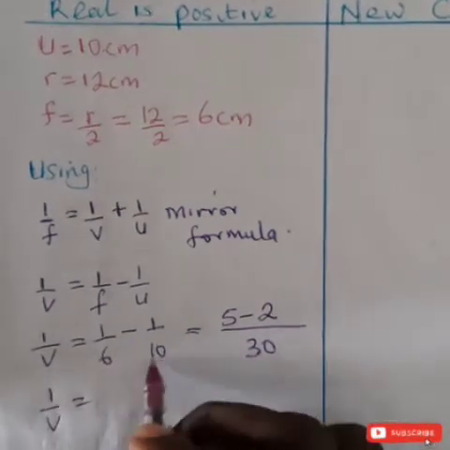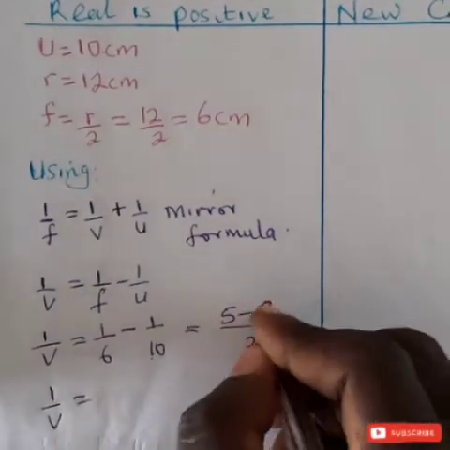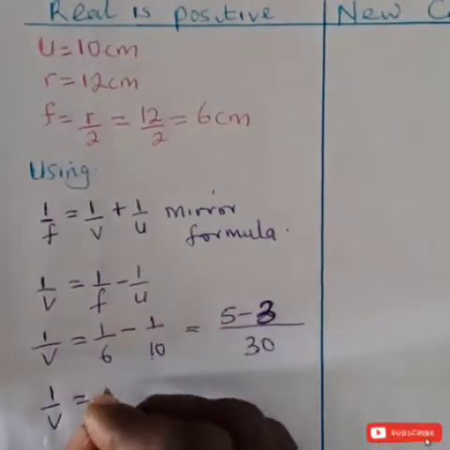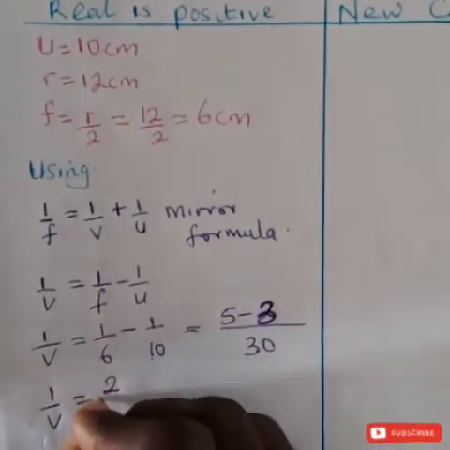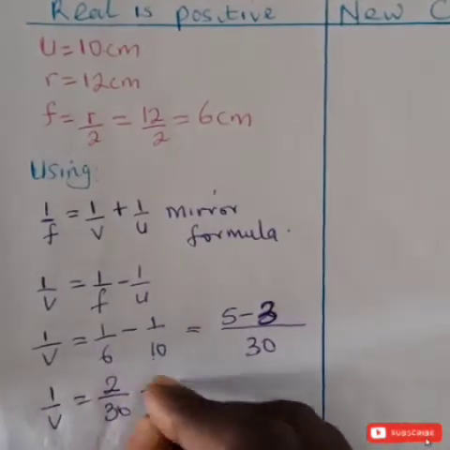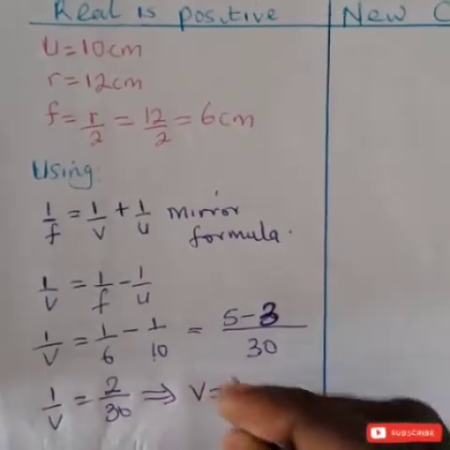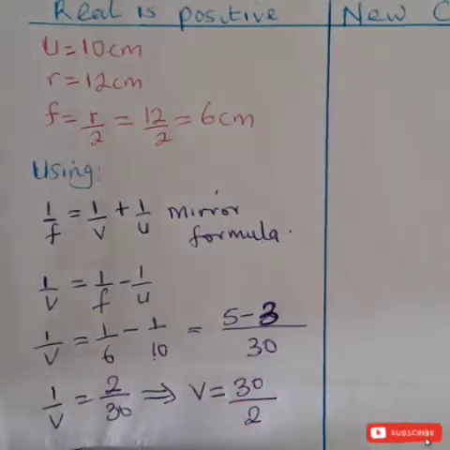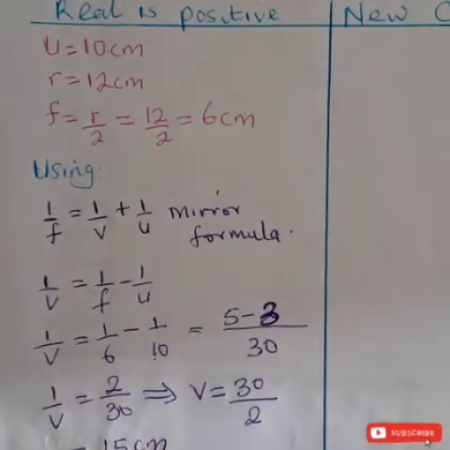Sorry, 30 divided by 10 is 3. 3 times 1, that is 3. So 5 minus 3 equals 2 over 30. So what we just did was take the inverse of this. From this we can say that v is equal to 30 divided by 2, which is equal to 15 cm. So you see that v is positive.